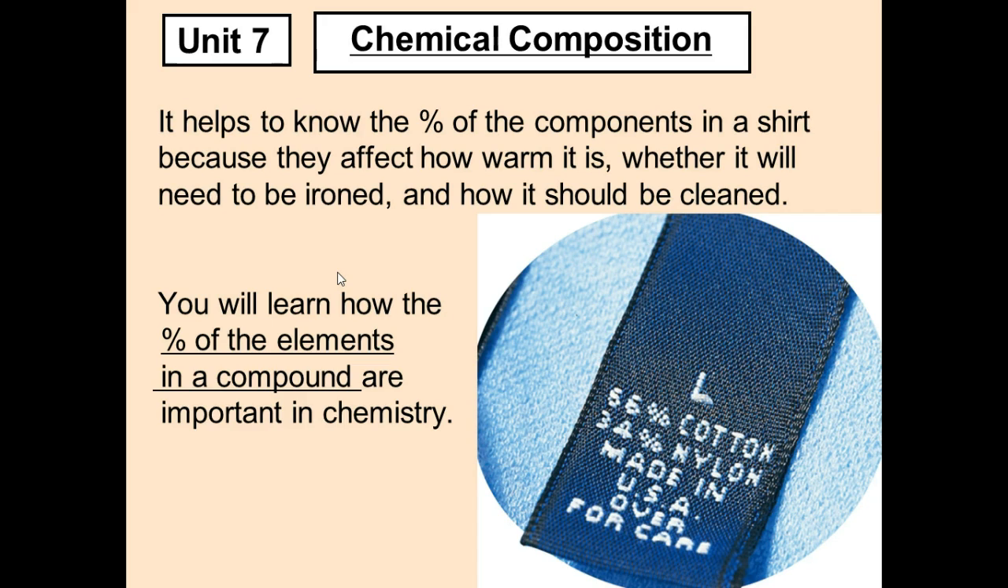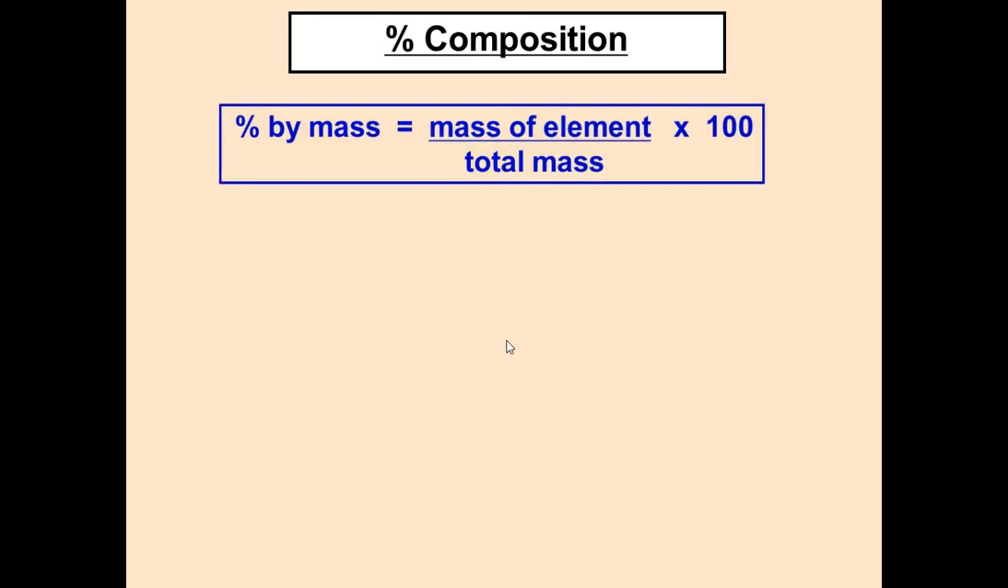And so here, you know how the tag on a shirt tells you the percent components of the shirt, and it's important because they affect how warm it is, whether it'll need to be ironed, and how it should be cleaned. Same thing in chemistry: percent composition is important because it tells you how much of the compound is made out of which element, and it also determines properties because each molecule has different percent compositions. We're going to be talking about how to calculate it.